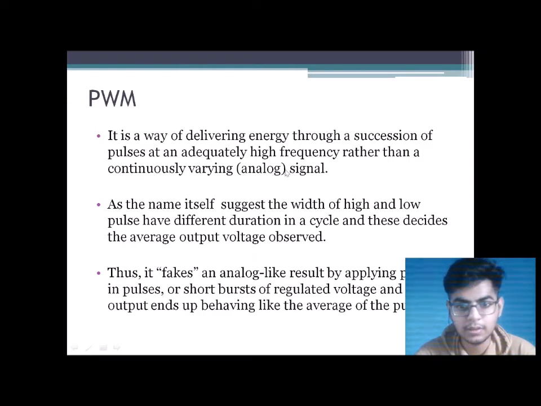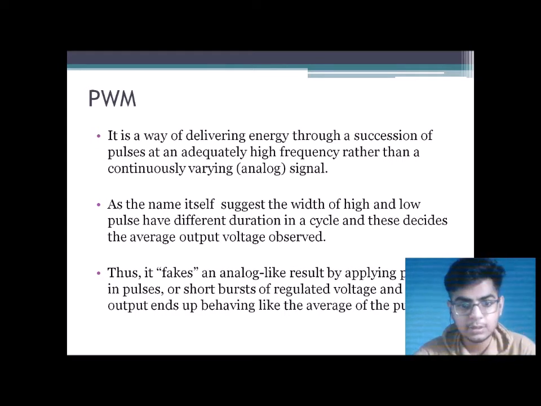rather than a continuously varying analog signal. So, analogous to the fan and switch case, we are giving pulses of on and off at an adequate frequency, which should be high. If it was low, then the fan would saturate to the off situation, or it would be gaining its top speed, but we have to do it at an adequately high frequency so that the neutralization effects take place.